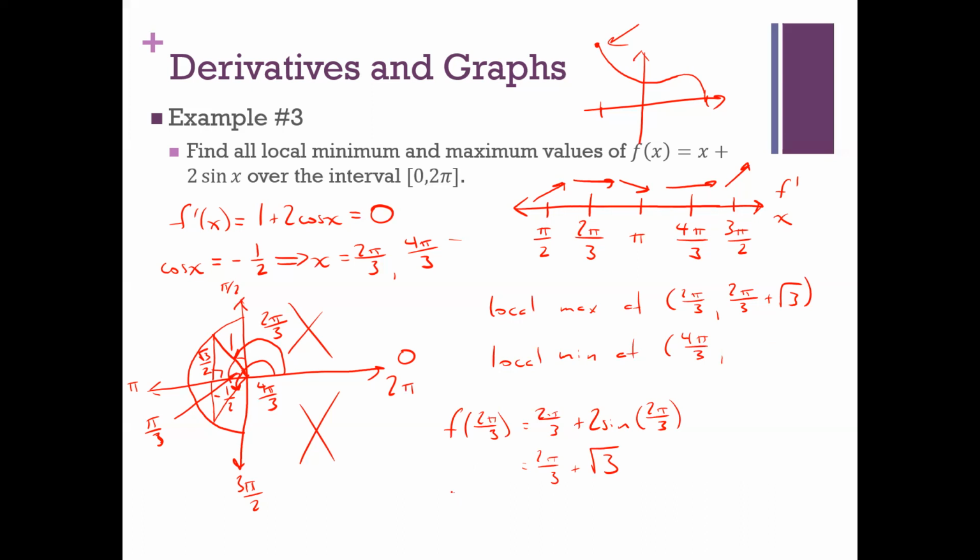All right, similar thing for f of 4 pi over 3 equal to 4 pi over 3 plus 2 sine 4 pi over 3. What's the sine of 4 pi over 3? Negative root 3 over 2. So then this would be 4 pi over 3 minus radical 3.